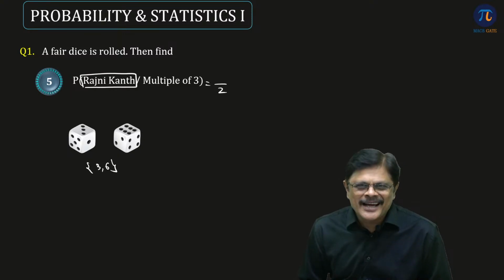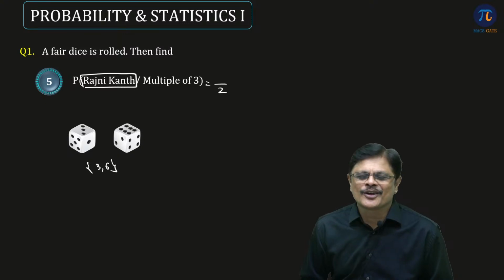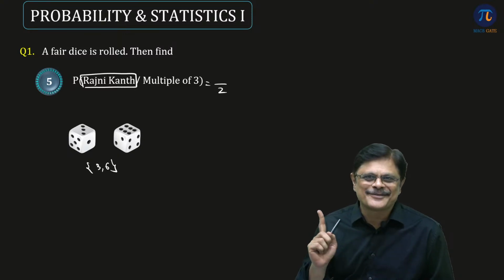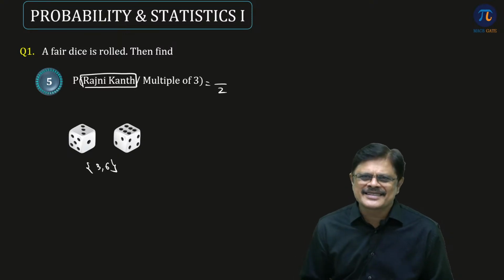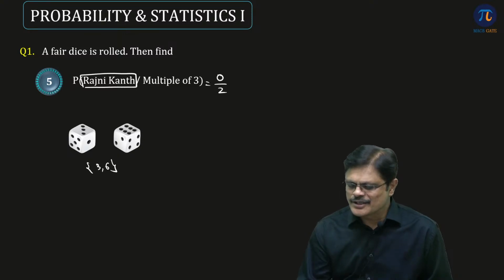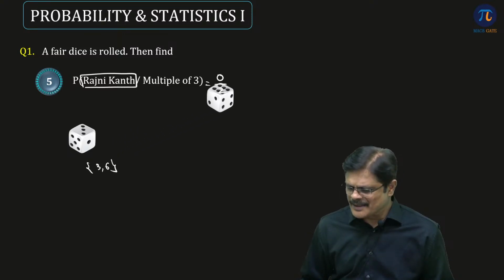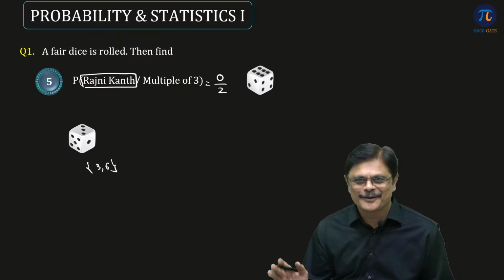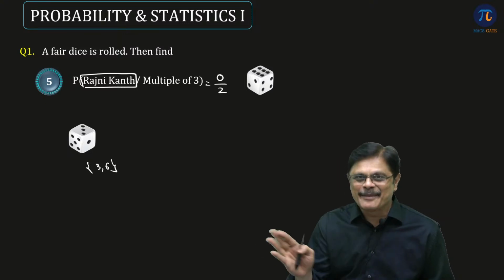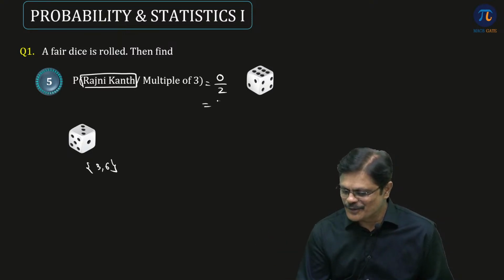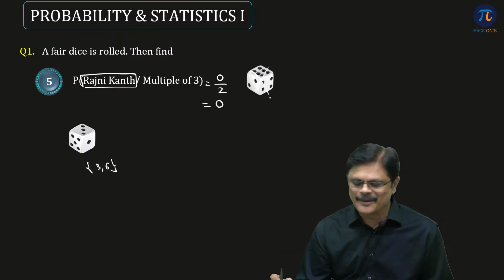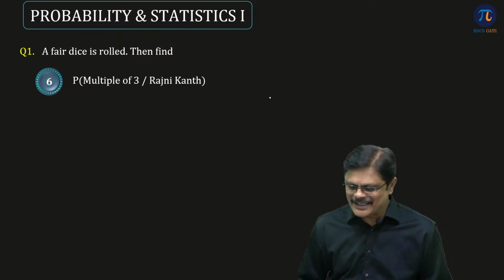See, by rolling dice or tossing coins, we don't get Rajnikant. Please note that. So what happens? There is nothing favorable for Rajnikant. So 0 by 2. Sorry, this is the wrong animation, sir. The same animation continued. Sorry for that. So what is the answer? 0 for this. Is that clear?